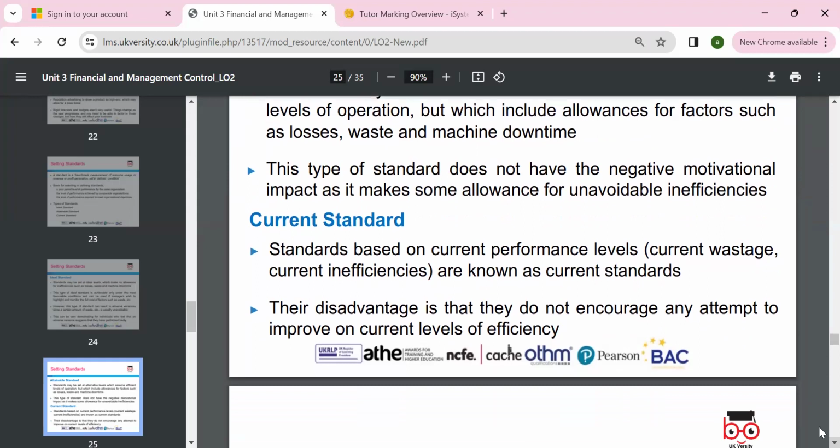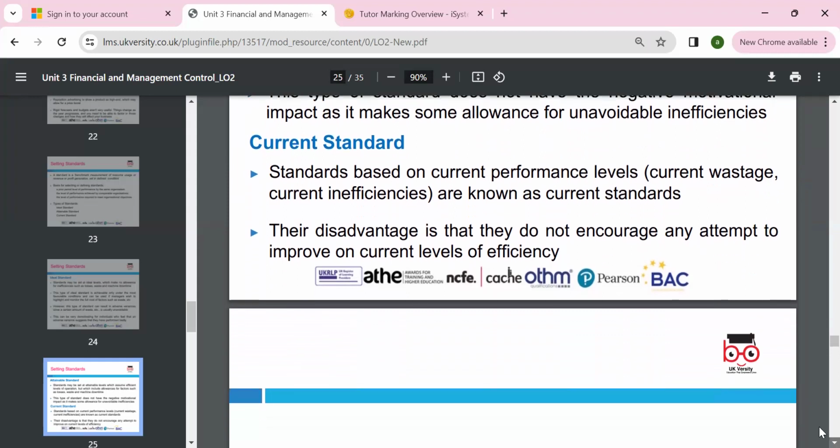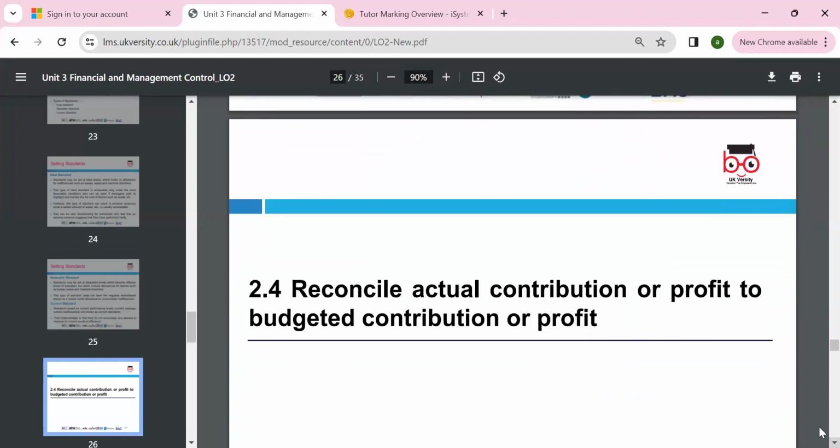Current standard is based on the current performance, current wastage, and inefficiency. The disadvantage of a current standard is that it doesn't encourage attempts to improve. Sometimes with a 10% fluctuation or less, we will carry on doing what we are doing.